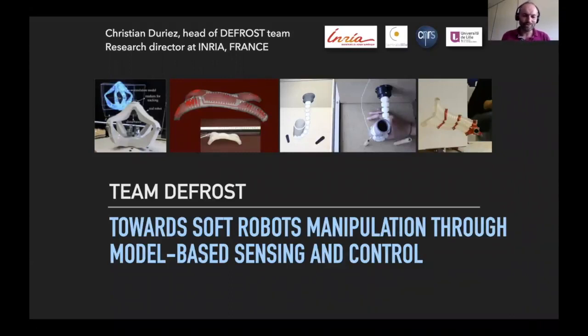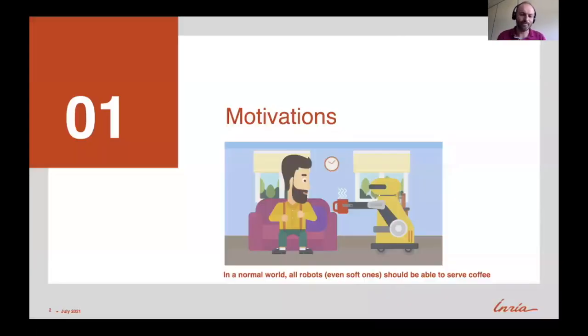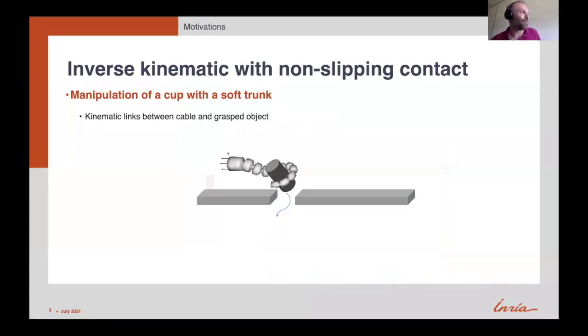So today I will talk about soft robot manipulation through model-based sensing and control. Of course, the motivation is, in a normal world, even soft robots should be able to serve a coffee. So the goal of our work was to be able to manipulate a cup of coffee with a soft trunk. And we came up with this proposition of using inverse kinematics with non-slipping contact.